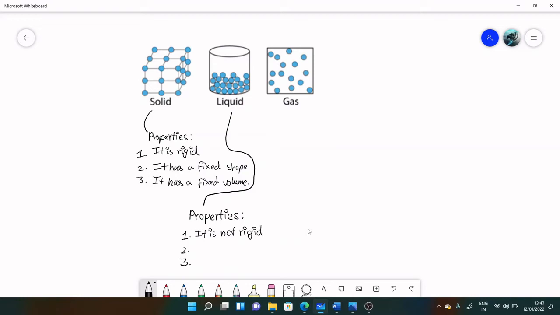Now let's take a look at shape. Does it have a fixed shape? If liquids don't have a tendency to retain their shape, this basically means that they do not have a fixed shape.